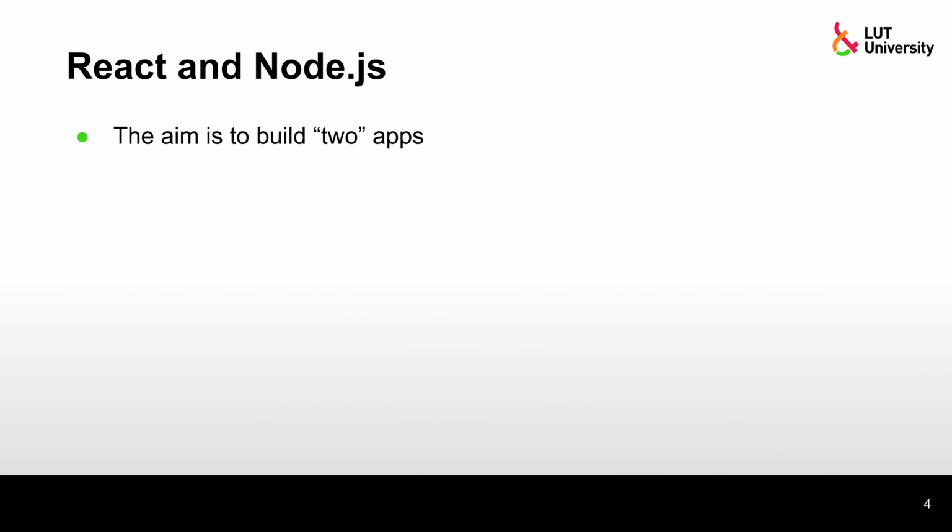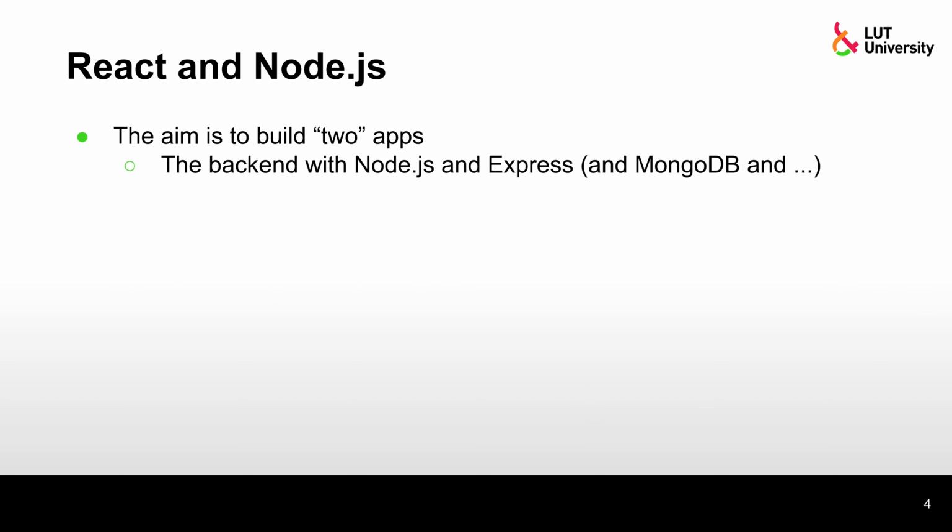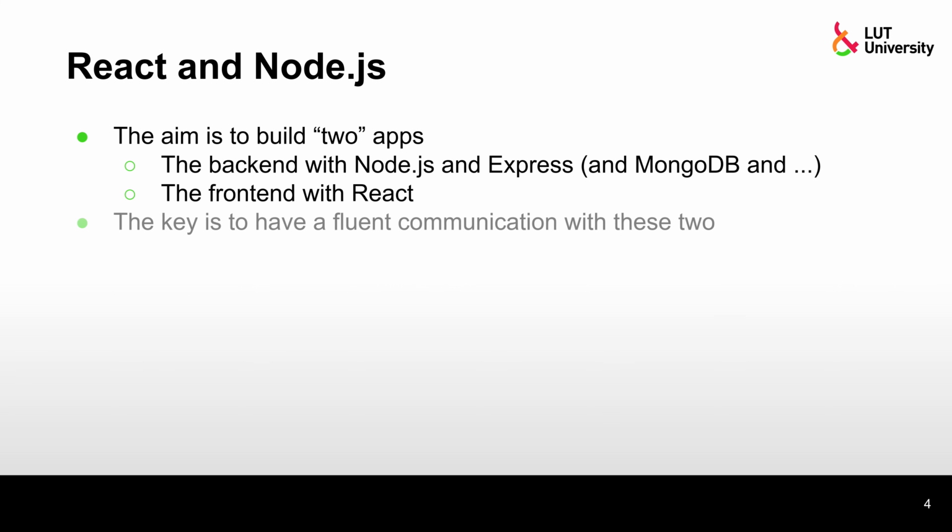React and Node.js, and the aim is to build basically two apps, so that we have the backend with Node.js and Express, and we have MongoDB, etc. And we have plenty of Node.js packages and all other tools. And then we are building the front end with React, and we will have packages on the React side, of course, too. And the key here is that we have fluent communication between these two, so the backend can talk with the front end.